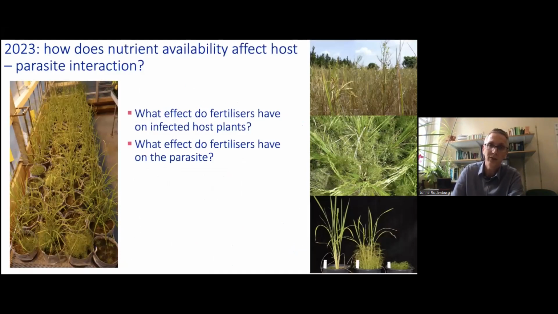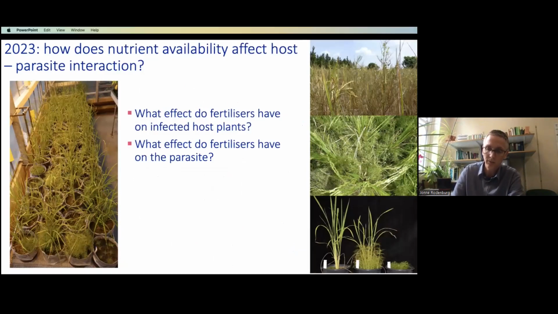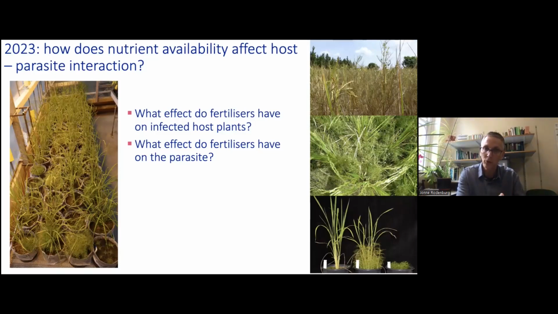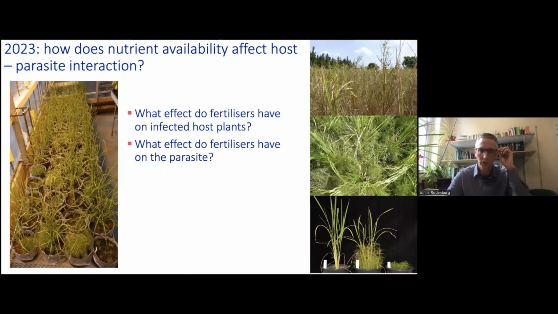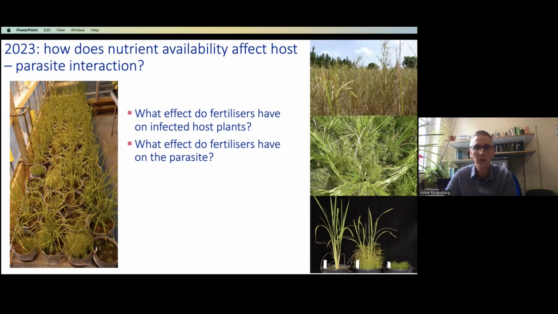Then we were intrigued by this finding, and we wanted to dig a little deeper into what nutrient availability actually does for both the host and the parasite. So what effects do fertilizers have on infected host plants, and also what effect do fertilizers have on the parasite? So we conducted a number of pot experiments, and we are actually still working on this. We currently do more pot experiments on this species.